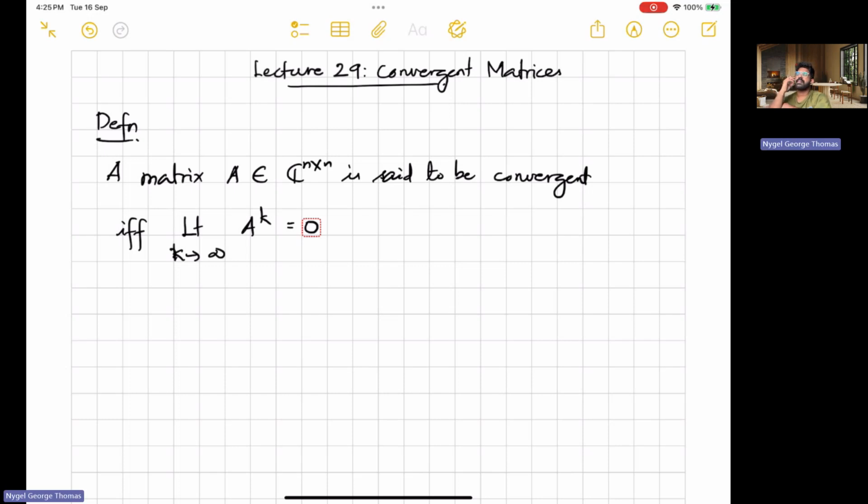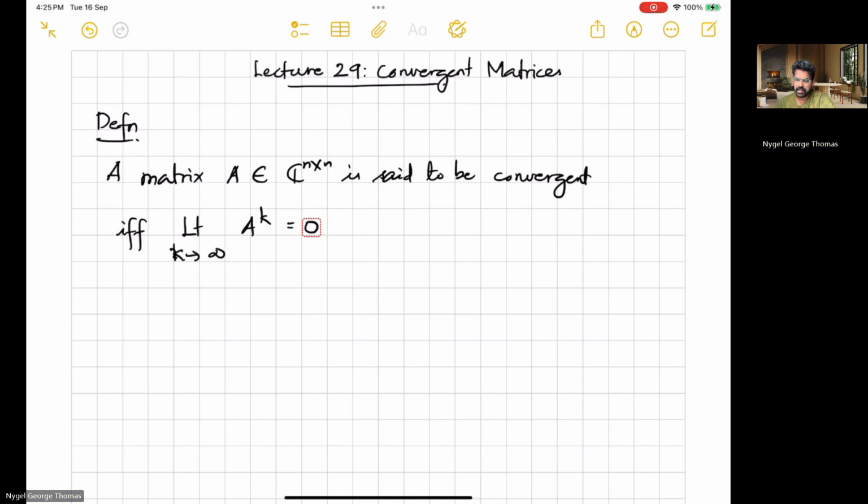So convergent matrices are very useful whenever we are dealing with optimization problems. We have to check whether the problem converges to a solution. Then we have to look at whether the matrix which we have as the kth step of the sequence is actually convergent.